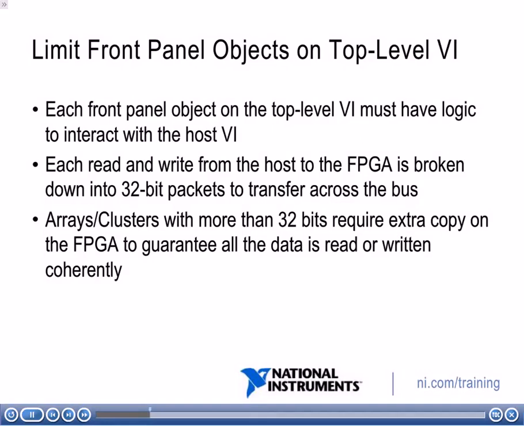Each read and write from the host to the FPGA is broken down into 32-bit packets to transfer across the bus. If you have something that's greater than 32 bits, then it'll have to be broken down into 32-bit packets and those transferred across the bus. Consequently, arrays and clusters with more than 32 bits are going to require an extra copy on the FPGA to guarantee all the data is read or written coherently.